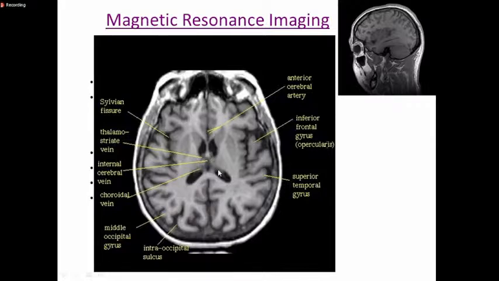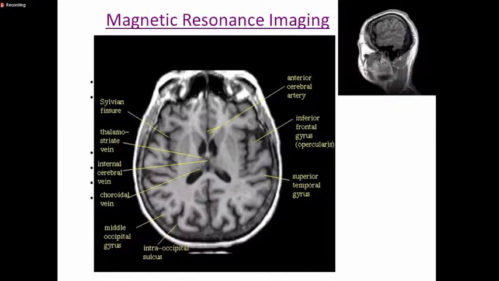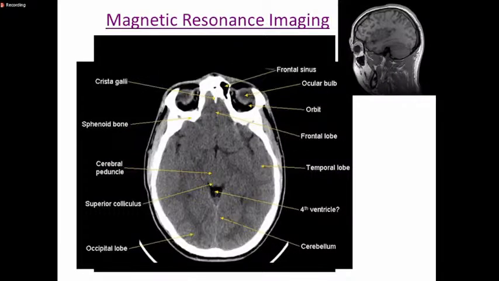And actually, when you're dealing with the central nervous system, this is a very, very good modality to use. If you compare that to CT, you really want to see those lesions within the brain, probably MR will be the way to go.